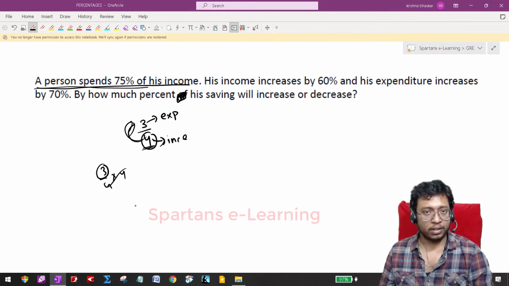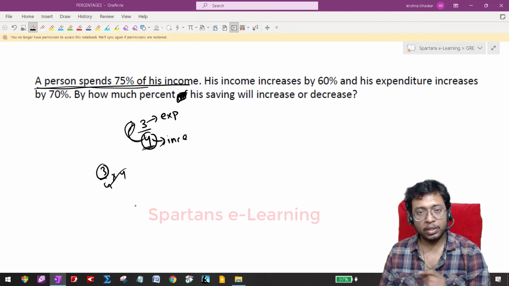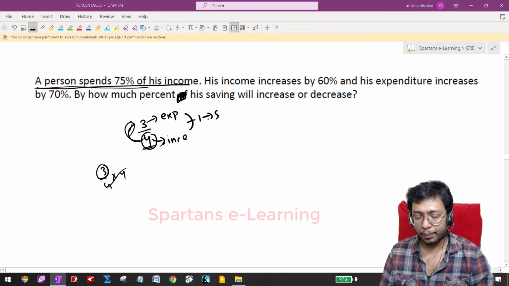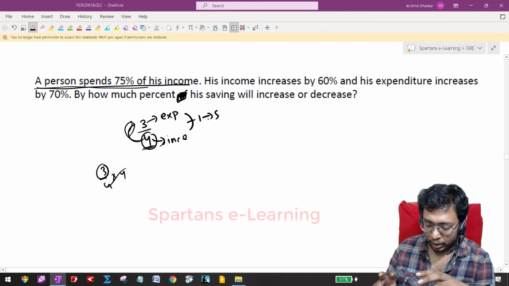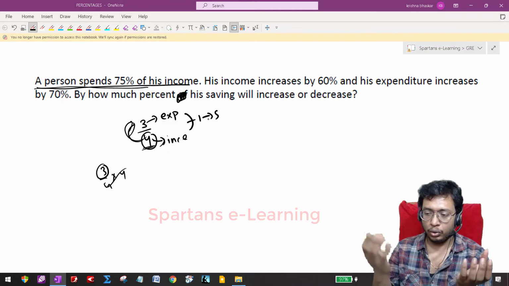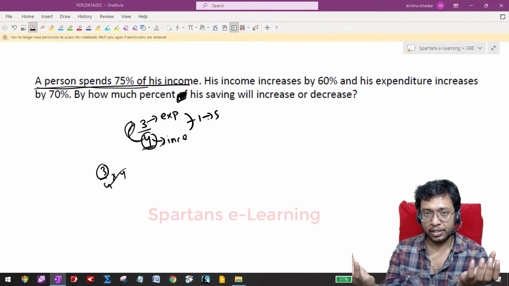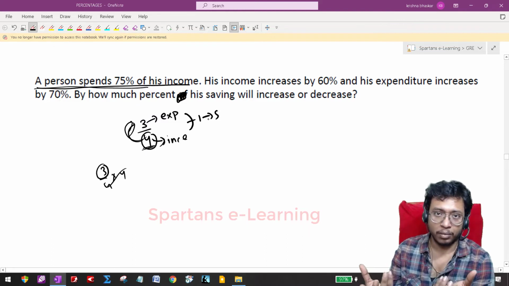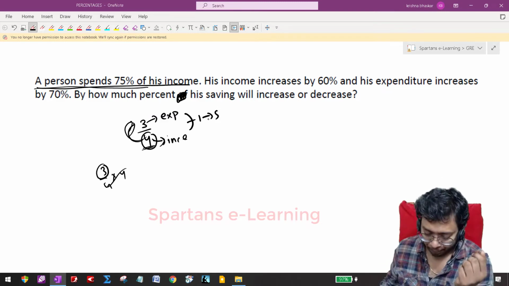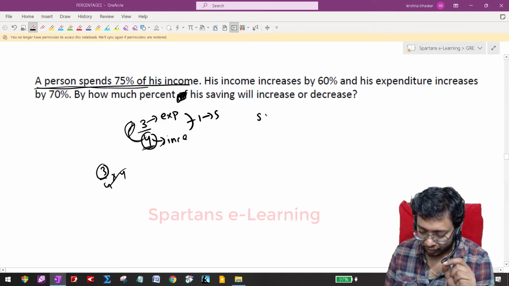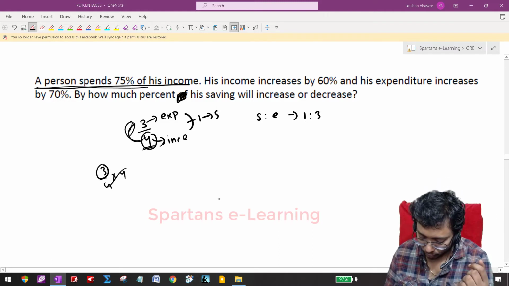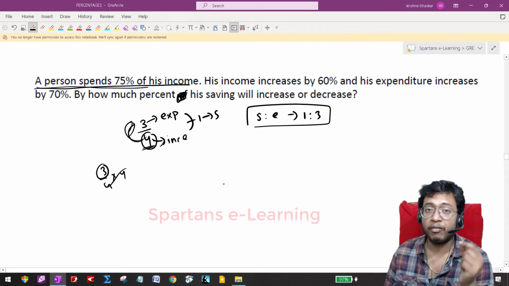For now see this, 75% is 3 by 4, 4 is your income, 3 will be your expenditure. So 1 will be your savings, right? This is the information given. Now try to reverse engineer this question. Whenever you have income, savings and expenditure, when you mix savings plus expenditure, you get your income, correct? What I will do is, I got my savings to expenditure ratio, that is 1:3. Agree? Done. So savings to expenditure, this can be my weights ratio.